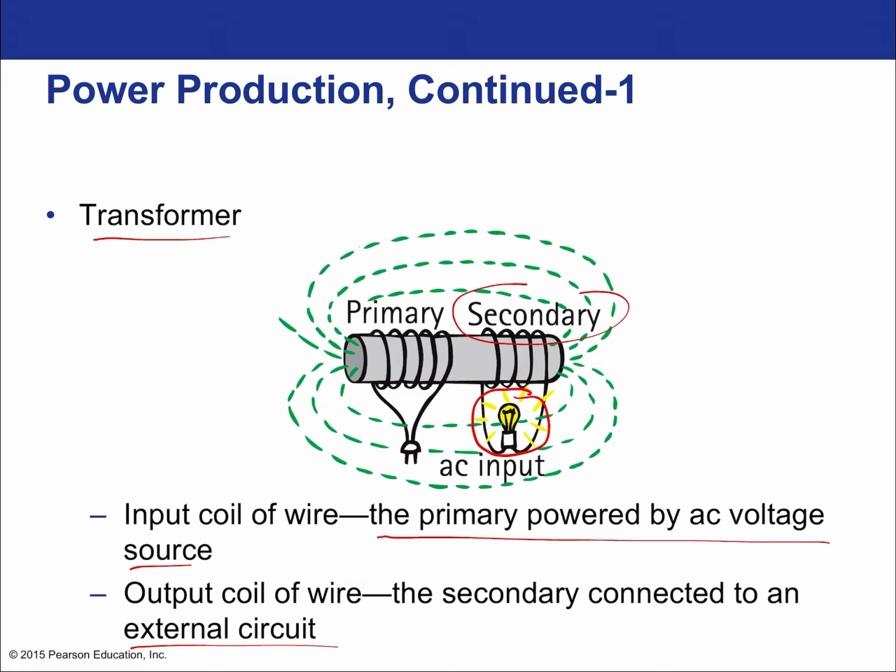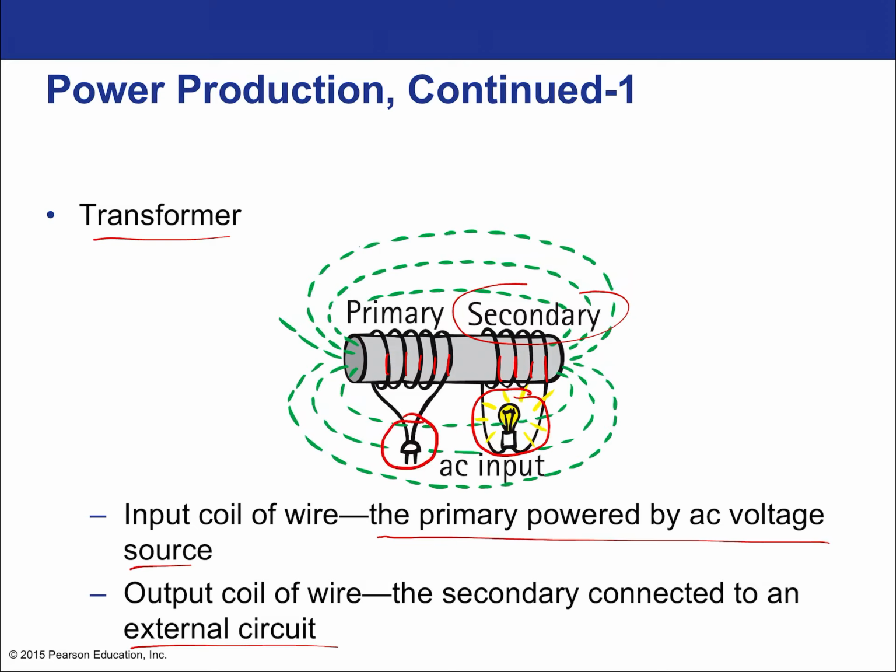Well, the idea of the transformer is the voltage won't be the same if the number of loops differ. So here we have 1, 2, 3, 4, 5 loops on the primary, but only 4 loops on the secondary. And that means that there will be a voltage change due to the relative number of loops on those two coils. And notice they're not touching each other, but what's happening is the current in the primary is creating a magnetic field.